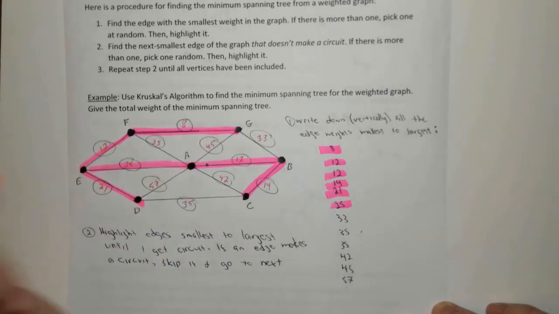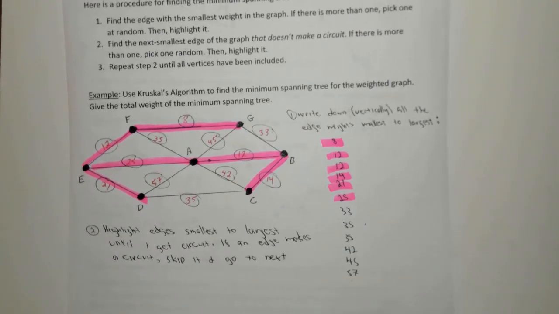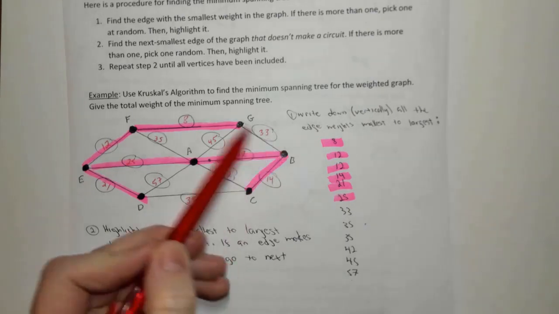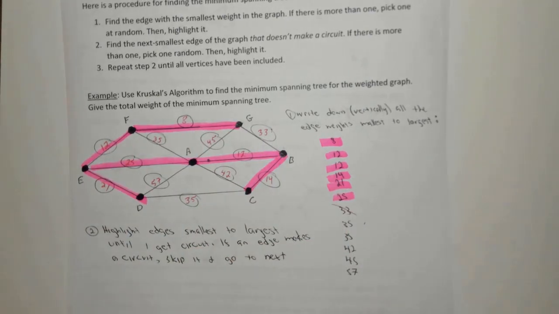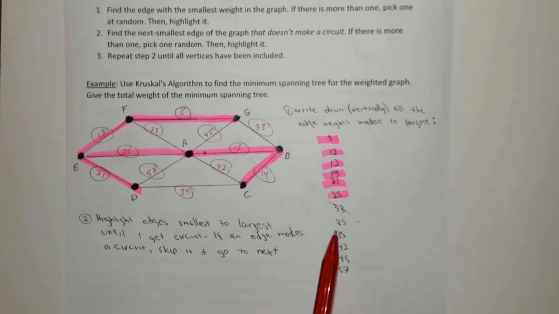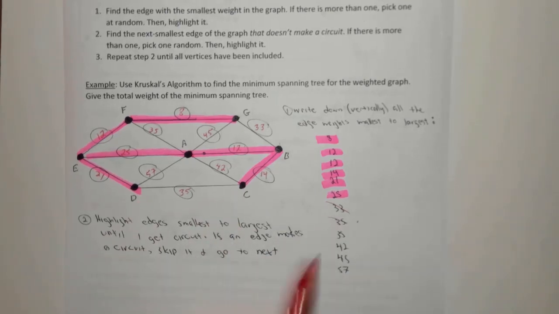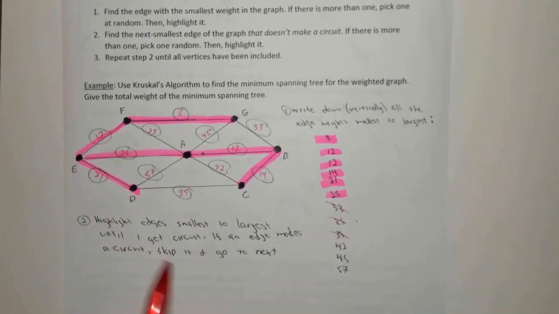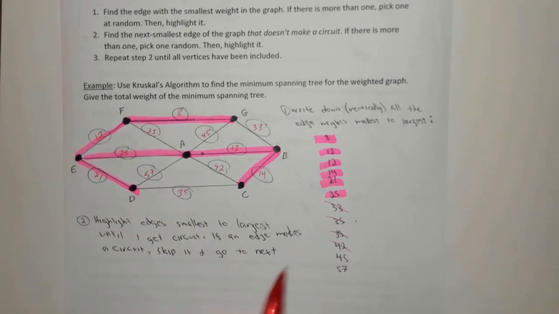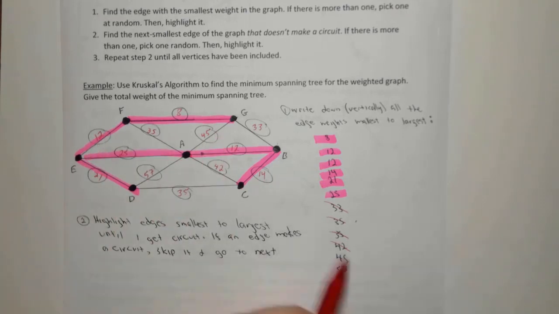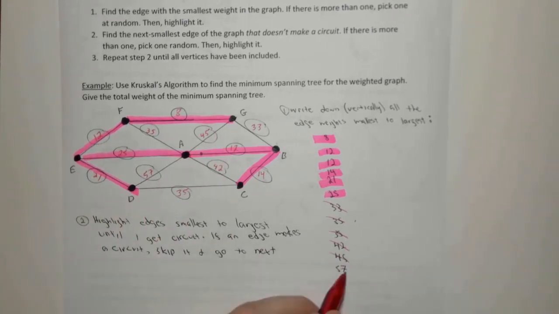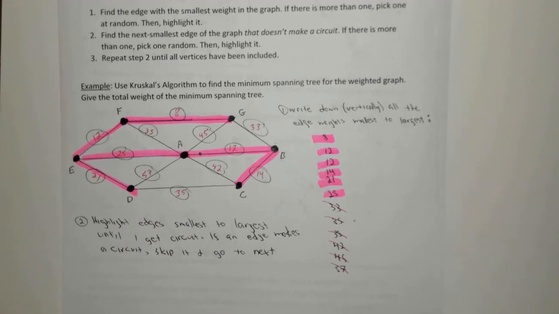33, 33 does. If I highlight this, I get a circuit. I'm going to cross it out. But I might not be done. Some examples, once you hit this first one, they stop, but then some of them, one of these will be correct. 35 makes a circuit. 35 here makes a circuit. 42 makes a circuit. 45 makes a circuit. And 57 makes a circuit. So the only ones that work are those.